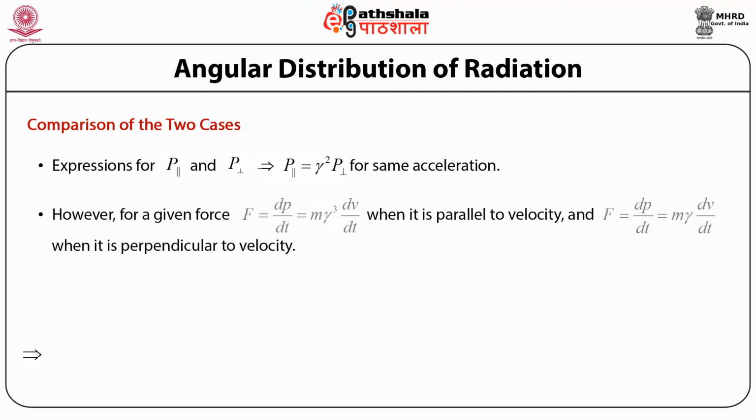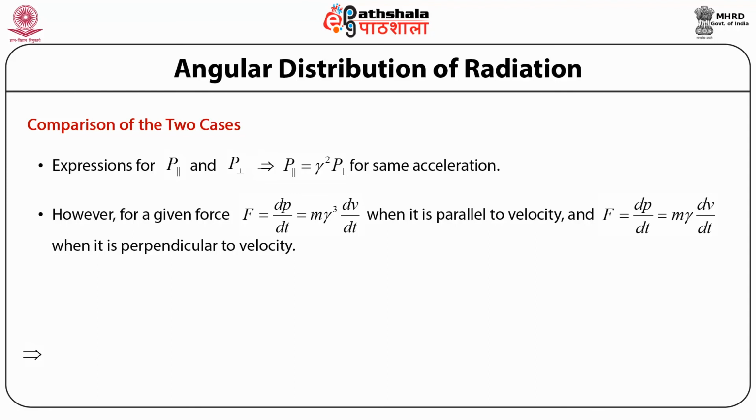perpendicular case. However, the statement is somewhat misleading because what is supplied is the force and not the acceleration. So a given force produces quite different acceleration depending on whether it is applied along or transverse to the velocity. So for a force parallel to the velocity, F equals dp by dt equals m gamma cube dv by dt. On the other hand, for a force applied normal to velocity, F equals dp by dt equals m gamma dv by dt.